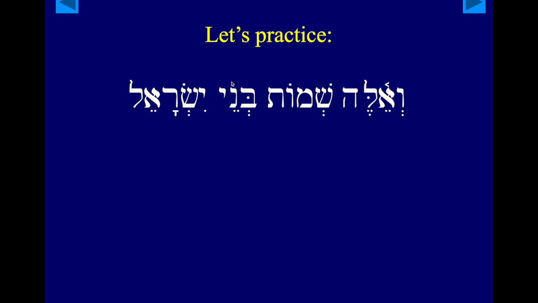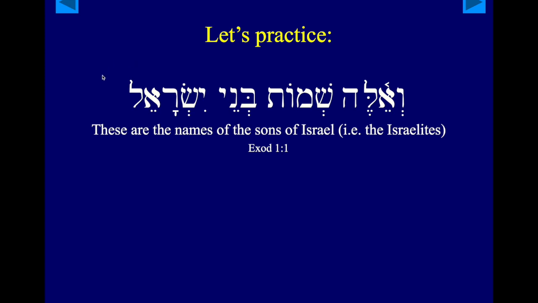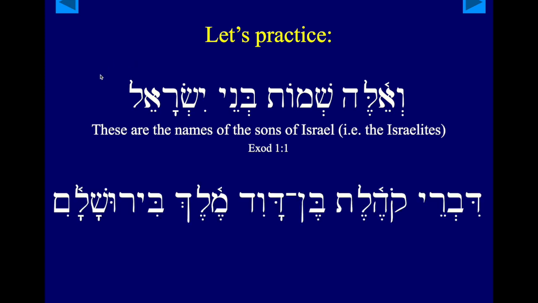These are the names of the B'nai Yisrael, the children. Sons is quite literal, right? But as I said earlier, it doesn't make any sense like that because they're going to name women in this. And these are the names of the children of Israel, or the Israelites is another good way to translate that. Okay, another example. Divrei Kohelet ben David Melech B'Yerushalayim. Okay, so divrei, that's word.